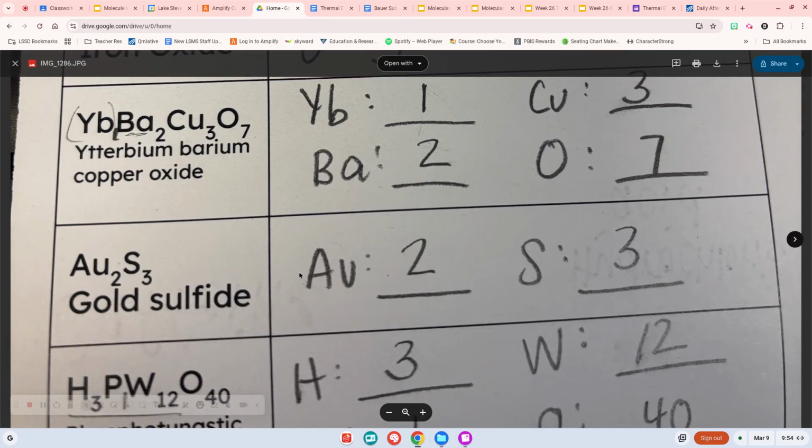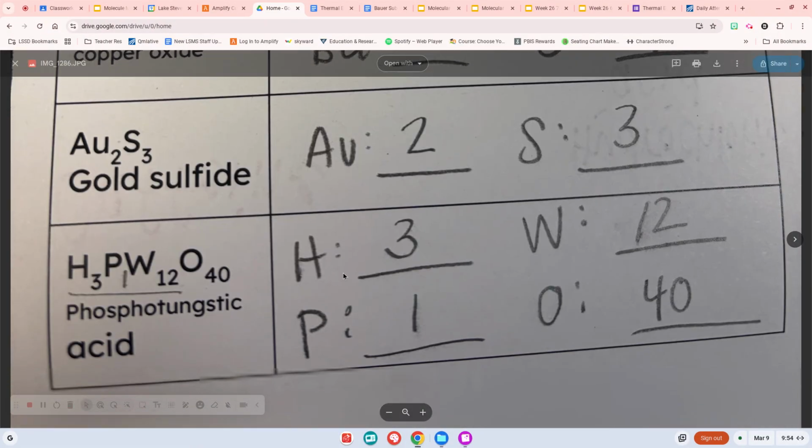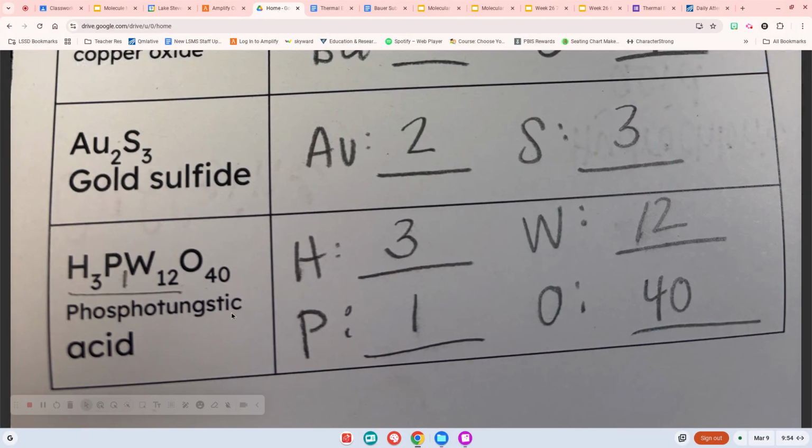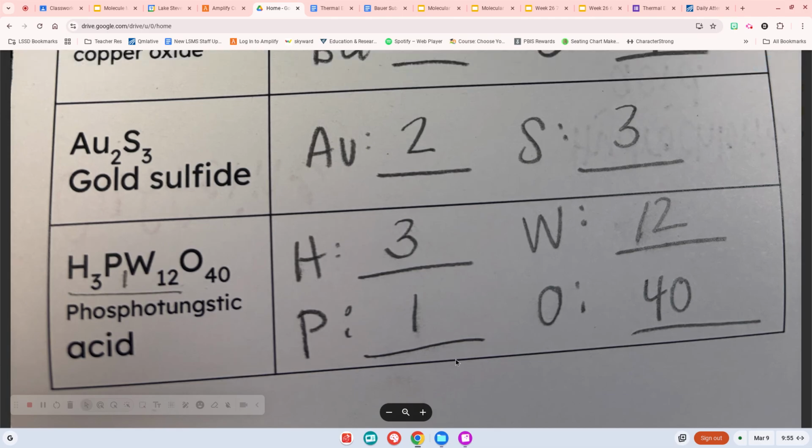Gold sulfide. There are 2 gold. Remember, Au is gold. It's not 2 separate things. And there are 3 sulfur. And our last one, phosphotungstic acid. That's a tough one to say. Remember, there are 3 here. We've got a capital P and a capital W next to each other. Those are 2 different elements. We've got phosphorus and then tungsten, which is actually a W. And there's 40 oxygen. How'd you do? Were you able to get these?